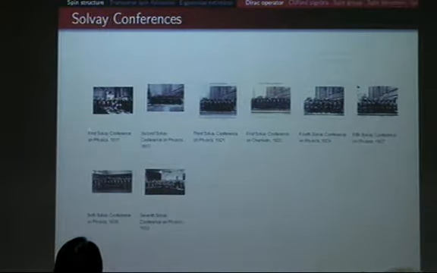The Solvay Conference started in 1911 and was held every 3 years, and in 1913 at this time, the First World War was approaching.